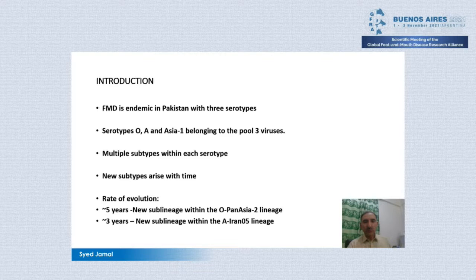indicates that it takes 5 years to develop a new sublineage within O-Pan Asia2 sublineage. However, the rate of evolution is high in AIRAN05 lineage as compared to O-Pan Asia2, and thus the new subtypes or new sublineage within AIRAN05 lineage arise within 3 years period.